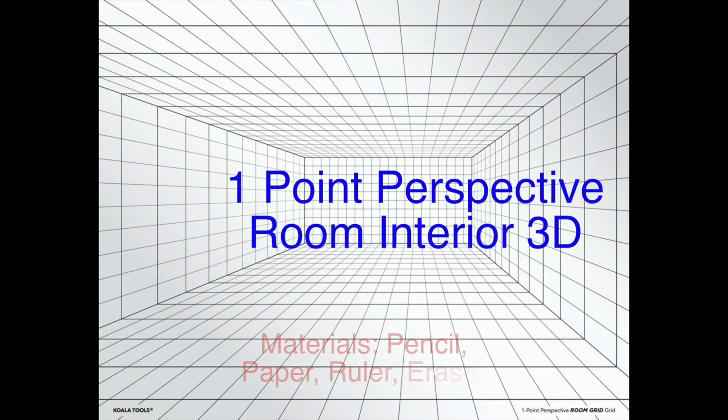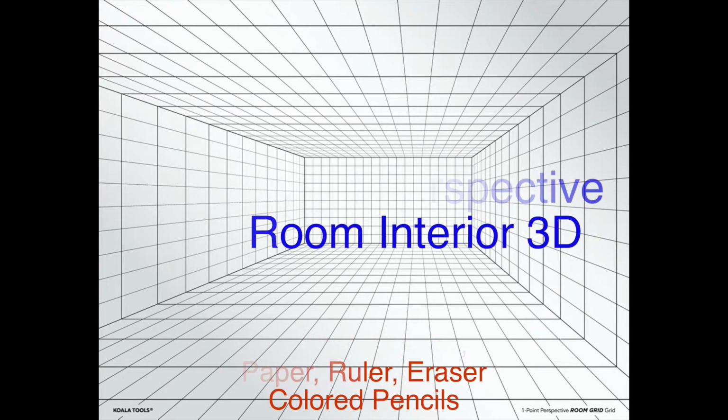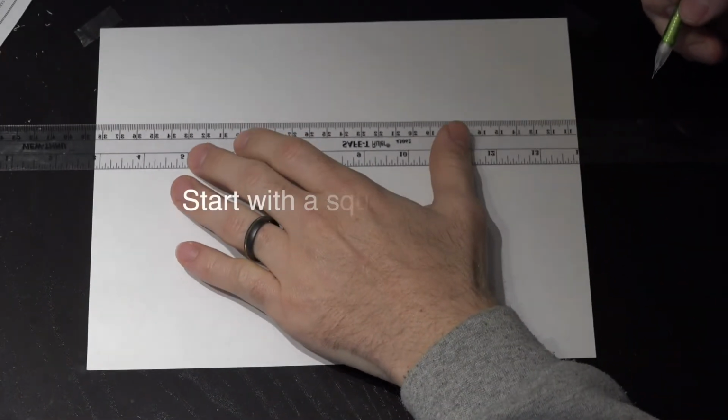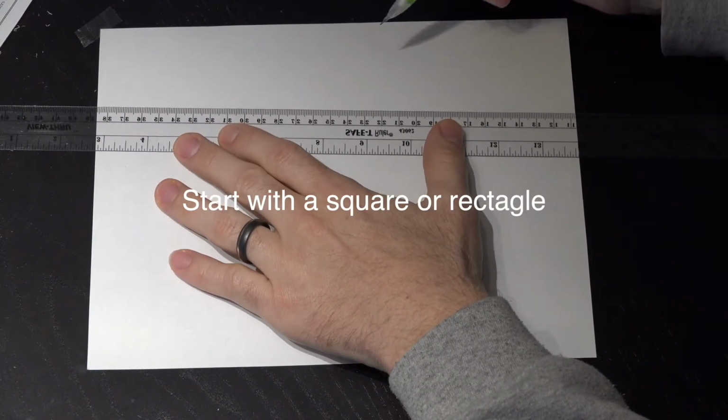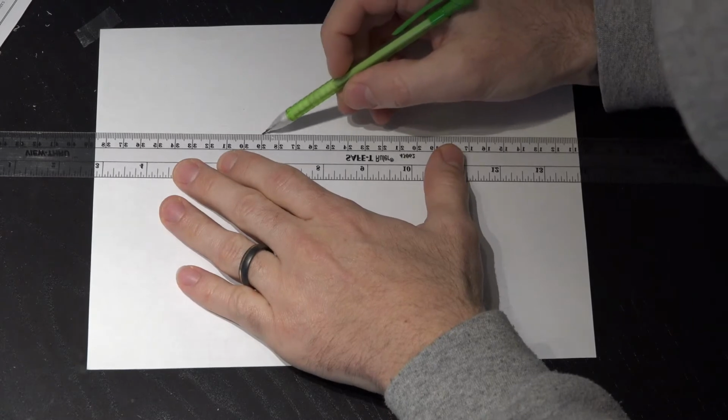Okay, 8th grade, we're going to be drawing a room interior in 3D using one-point perspective. You're going to need a pencil, some paper, a ruler, a good eraser, and then eventually we'll need some colored pencils. All right, so we're going to start by drawing the back wall of the room.